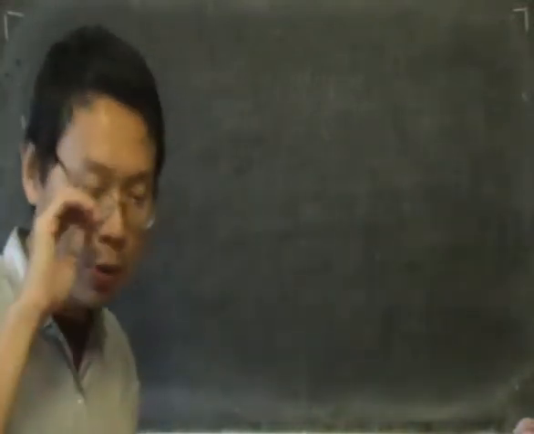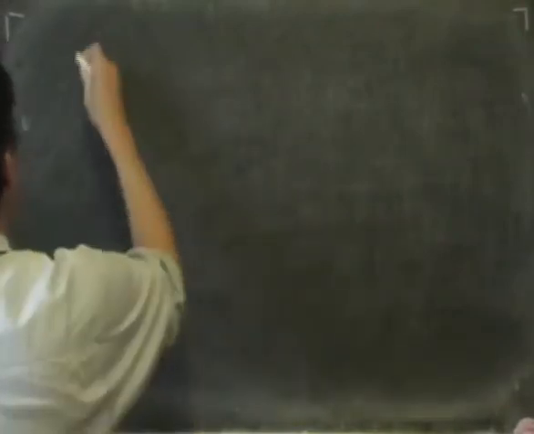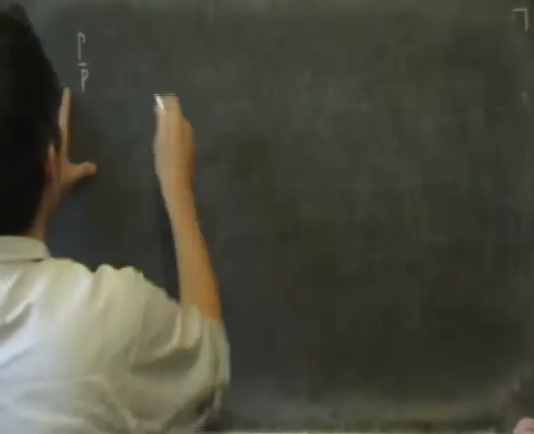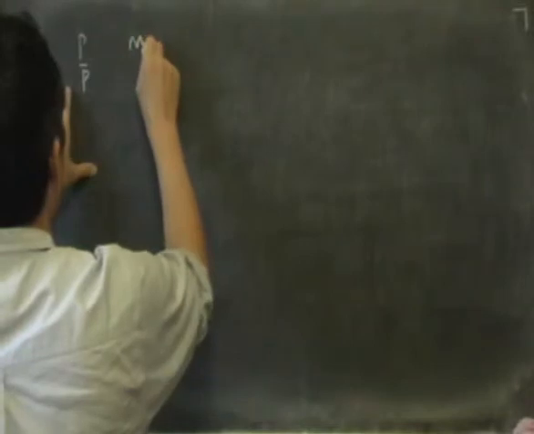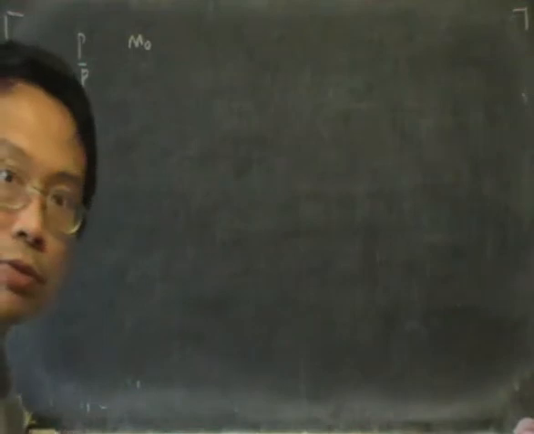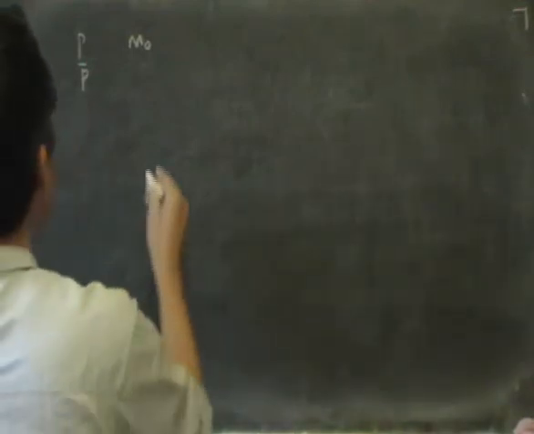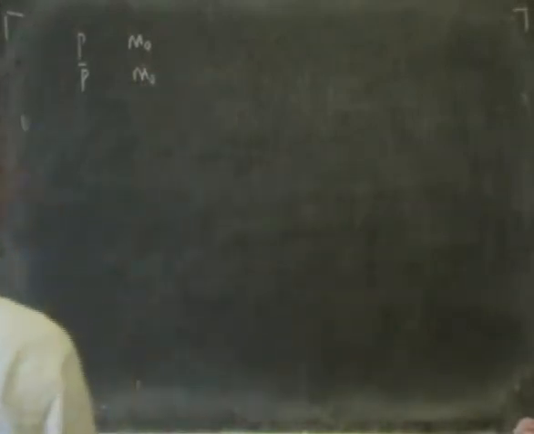Well, the next example I'll look at is a collider problem. So suppose that we have a proton and an antiproton. Let the mass of the proton be m0, the rest mass of the proton. The antiproton will have the same rest mass.